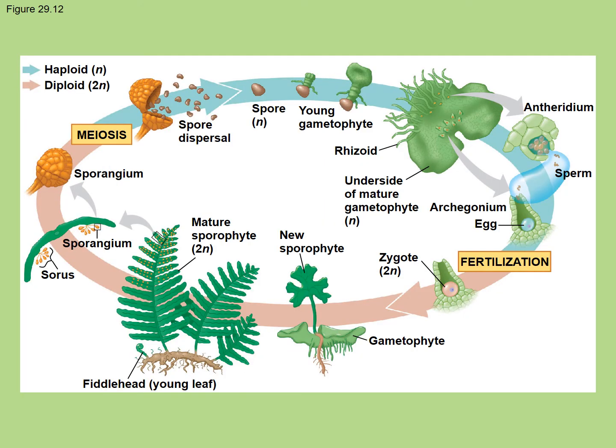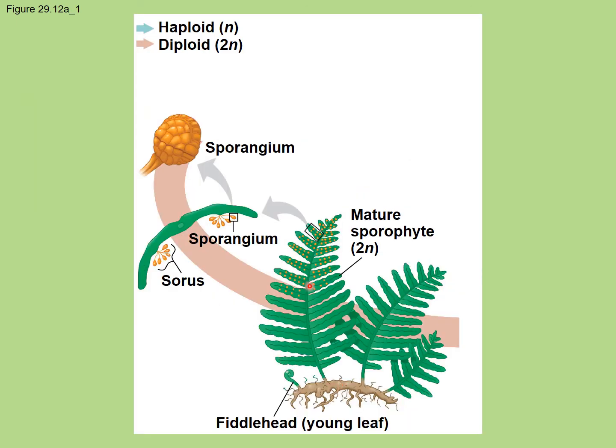For example, we'll look at the fern. Okay, so the fern is a little bit different. Now, it's the sporophyte that's dominant in the fern. Okay, so the gametophyte eventually becomes absent, and then the sporophyte is dominant. And the sporophyte, of course, produces the spores. So let's look at the sporophyte.